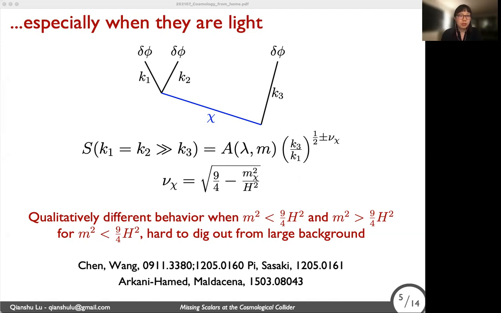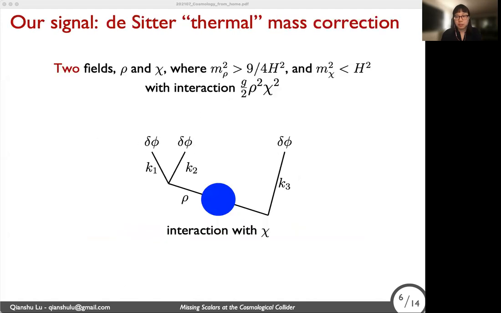So for the new signal that we are proposing, we're considering the scenario where we not only have one new particle that's interacting with the inflaton, but instead we now have two fields, rho and chi, where rho is heavier than Hubble and chi is lighter than Hubble. And we give some interaction between the two particles. For the sake of having a specific model, I'm going to assume that they have a rho square chi square coupling.